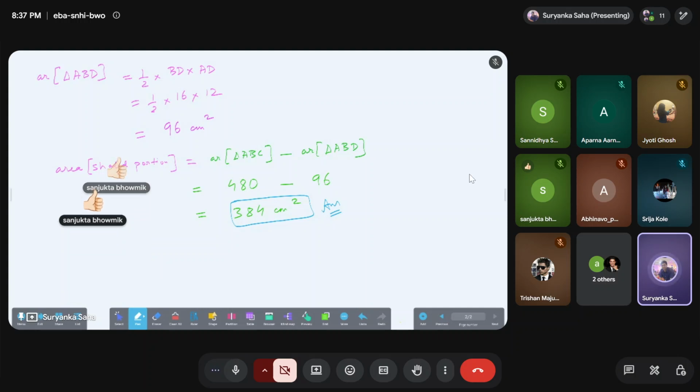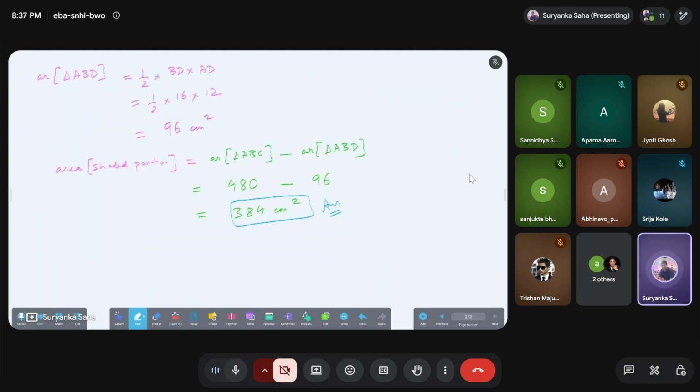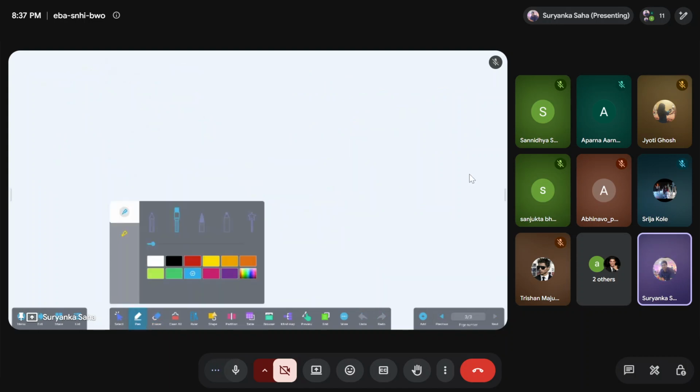Okay. Shall we move on to the next question or go to the previous page? Do you want to see it? Is everything okay? So we got the area of the shaded portion equal to the big triangle minus triangle ABD, the white color triangle. Understood? Okay. Next, let's do this. This is the second question.